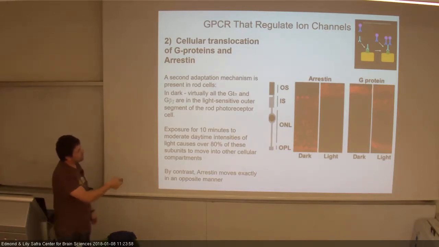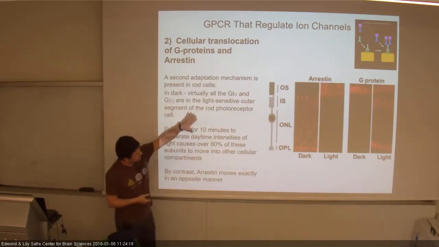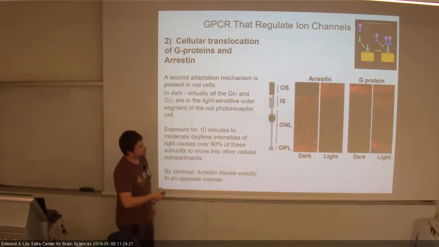So if we look at this rod cell, it's divided into compartments, and only in the outer segment of this cell will you have these organelles or these discs that contain the opsin receptors. This is an image, like a side section, of a mouse retina.